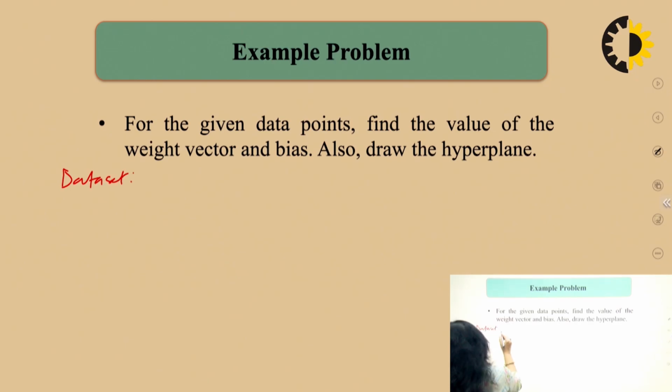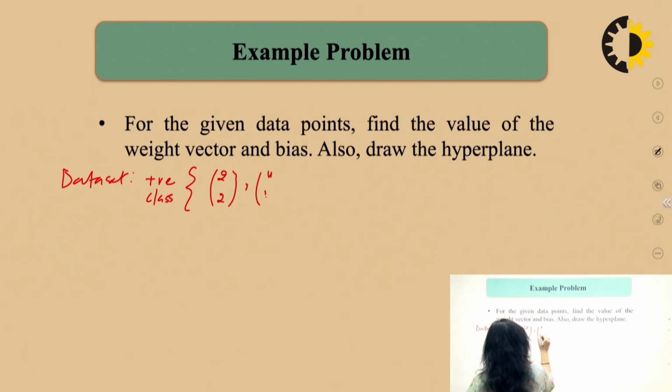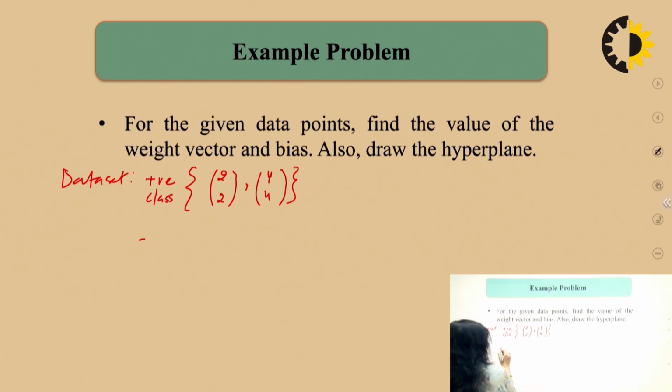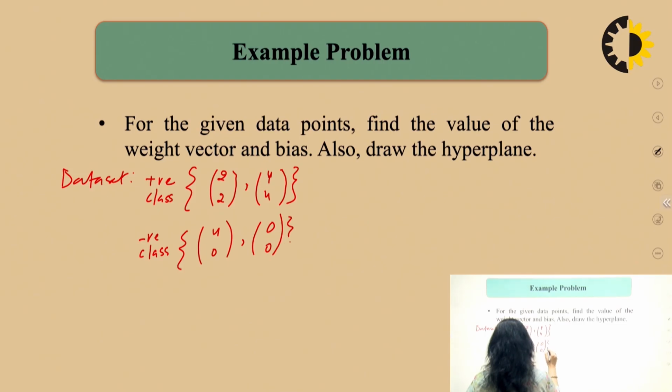The data set would be like this: we have certain points which belong to the positive class. In the positive class we have two points, 2, 2 and 4, 4. Then we have two points in the negative class: one at 4, 0, and the other one at 0, 0.